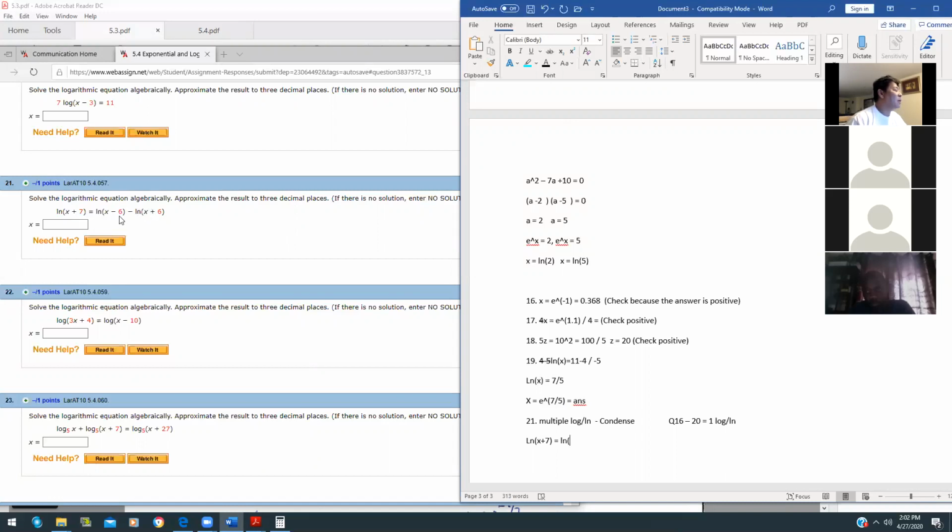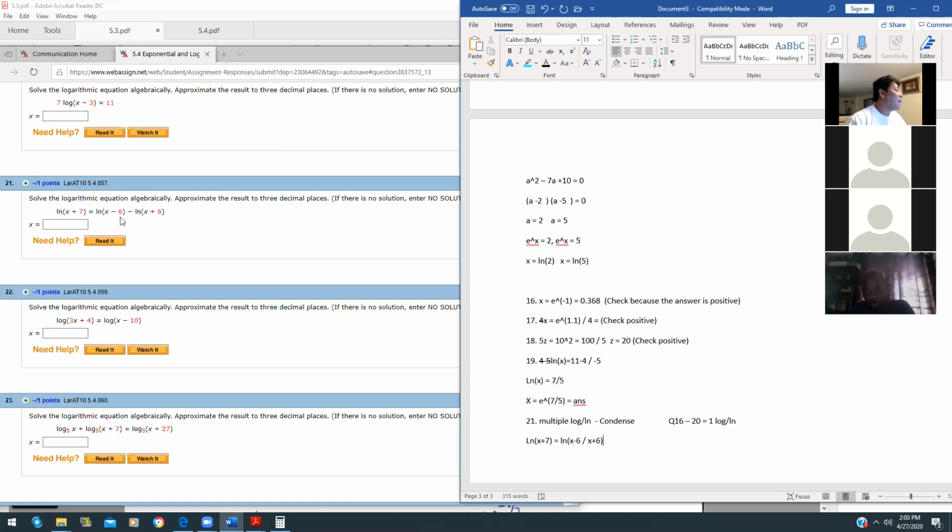If you have 2 ln, you look at the sign. If it's a plus, we're going to multiply your arguments. If it's a subtract, we're going to divide. So in this case, we have to divide your argument: x minus 6 over x plus 6. So this is what we do in this kind of question.